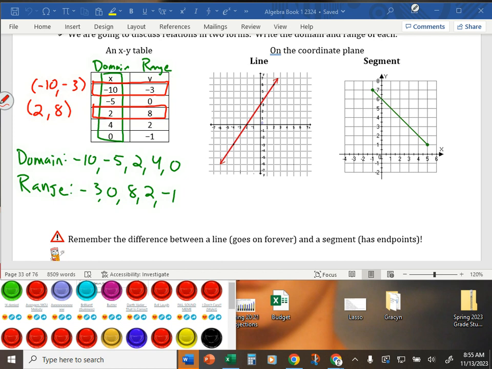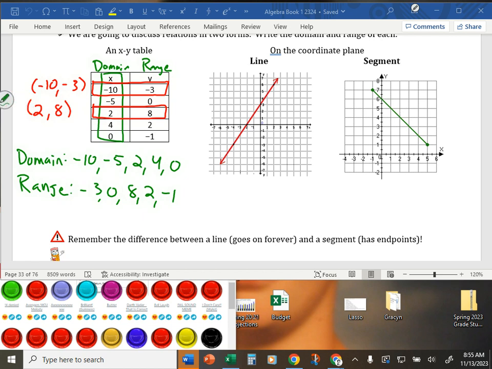Yeah. So then what's the difference between the next two relations, both on the coordinate plane? But one is a line, one is a segment. How does that affect the domain and the range here? How's it different from a function table, Aiden? So wait. Never mind. Okay, Evan?